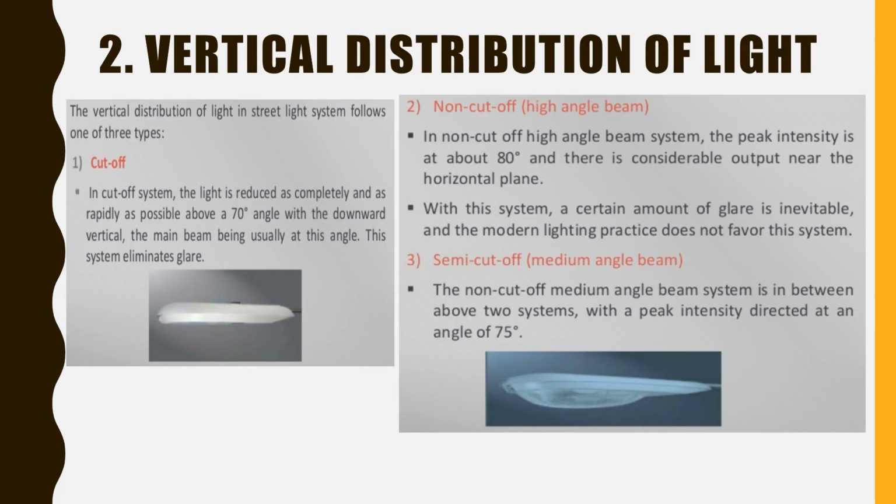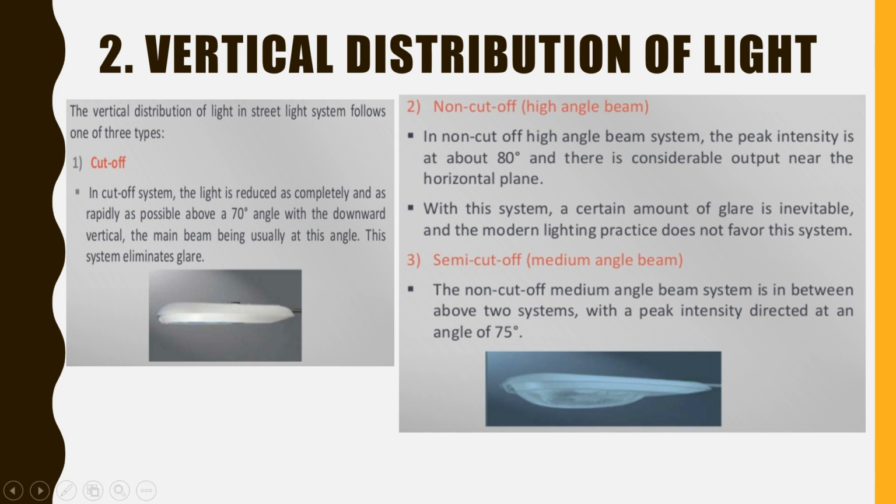Now next let us see what is vertical distribution of light. In vertical distribution of light we need to see three types. One is cutoff, another is non-cutoff, that is high angle beam, and third is semi-cutoff, that is in between cutoff and non-cutoff, that is medium angle beam. Now in cutoff, it is above a 70-degree angle. In this system the light is reduced as completely and as rapidly as possible above a 70-degree angle with a downward vertical, the main beam being usually at this angle. So this system eliminates glare.